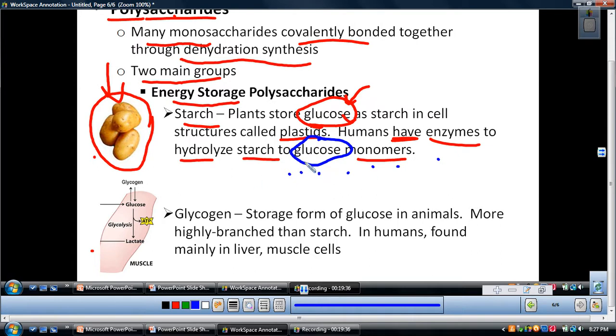They are all four made up of glucose monomers. What makes them different is how branched they are. Like you see down here, glycogen is highly branched, as well as the number of monosaccharides that is found in each of the polysaccharide chains.